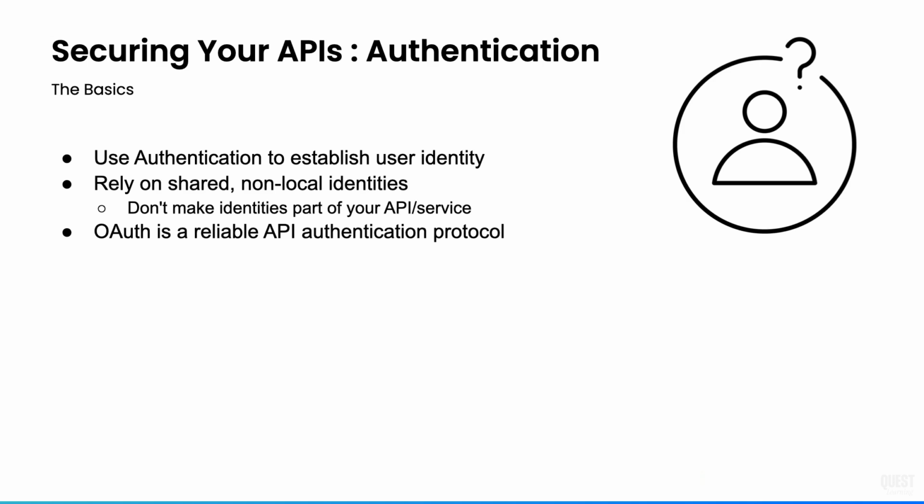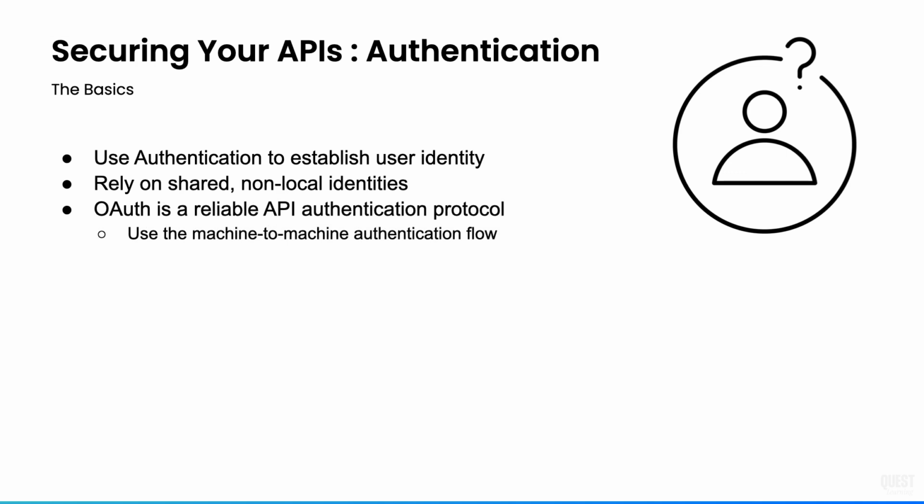Now it's important to rely on shared non-local identities, a third-party service, so typically a provider of identities. You can think of them as your Google login or your Facebook login or your GitHub login, or you can create your own provider for identity yourself. Most organizations have some kind of identity access management system already built. But it's important to make sure that the identity is not part of your API or your service. Make that a separate element.